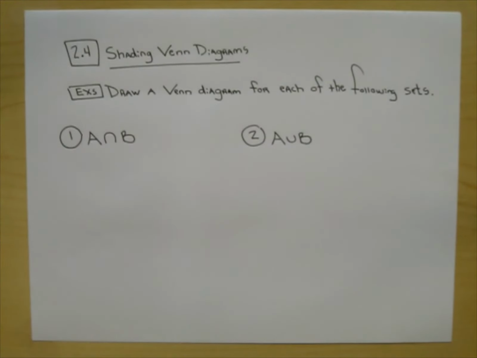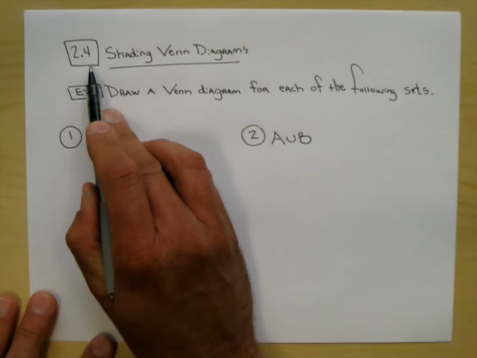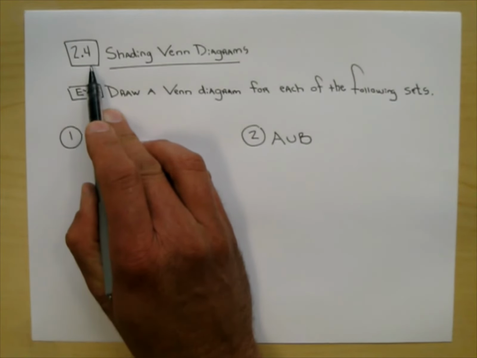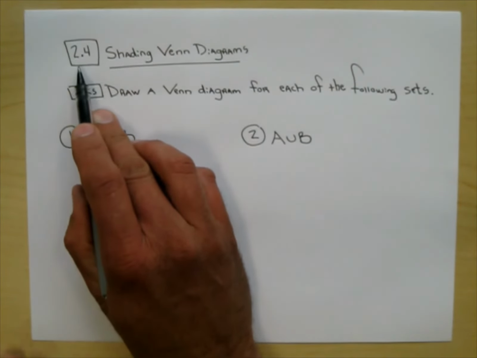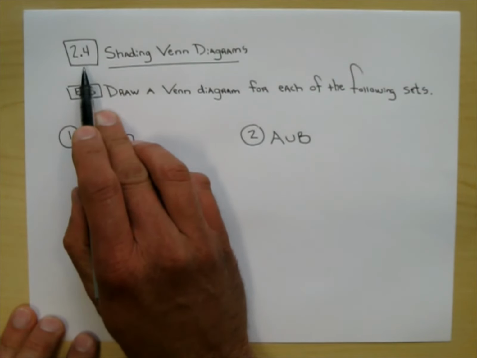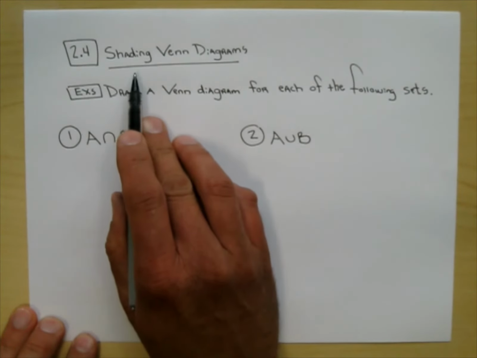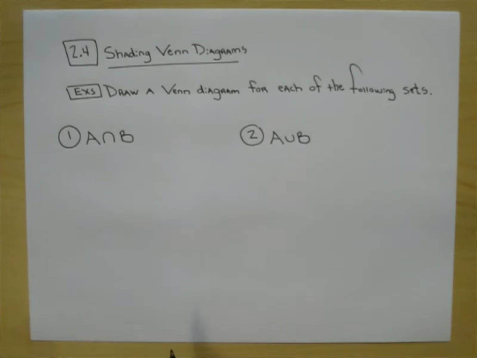We are going to be covering section 2.4. You might be wondering what happened to section 2.3. We skipped that. That's an optional section. So we're going to learn today how to shade Venn diagrams. So what does that mean and why is this useful? Well, we'll get to that.